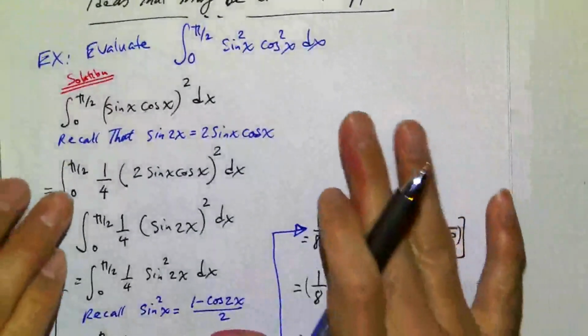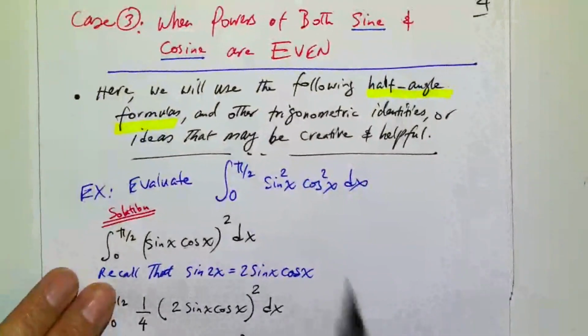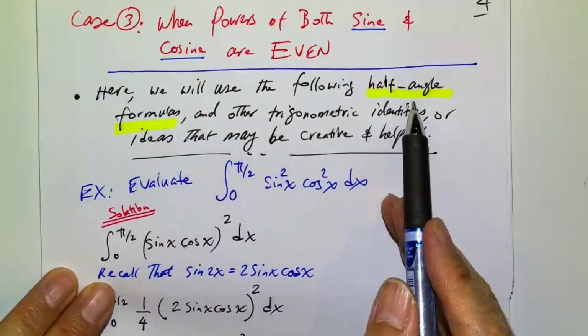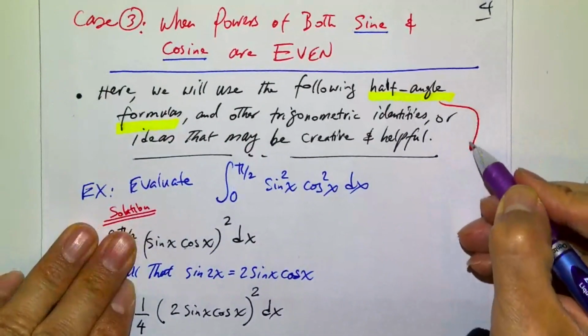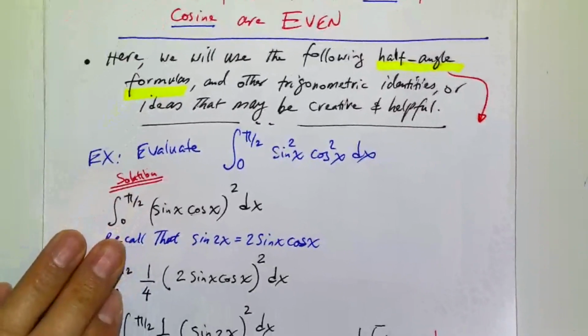Did I write? So let me, I think I forgot to, I want to also, when I said we will use half-angle formulas, I didn't list them. So let me just give the two here.